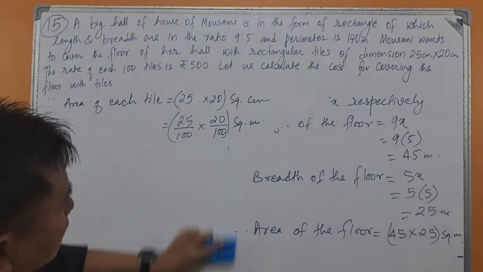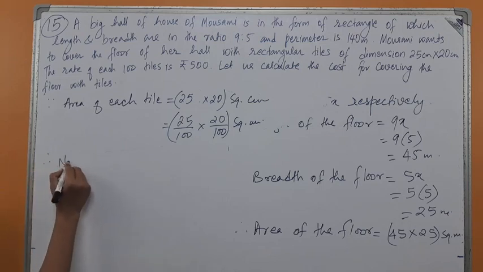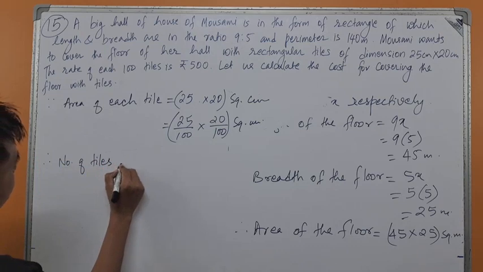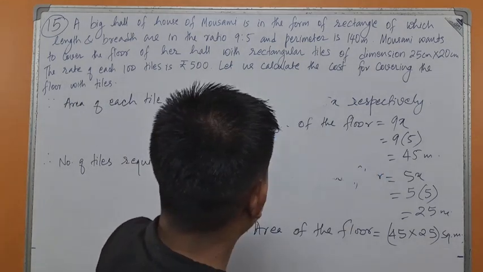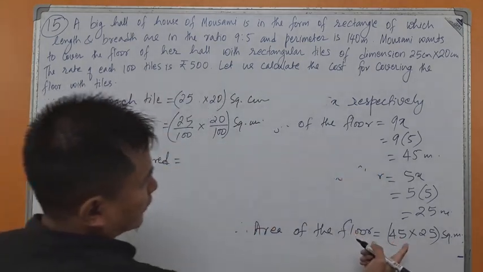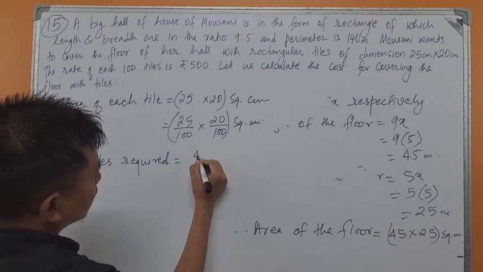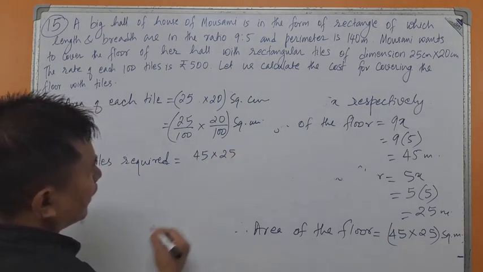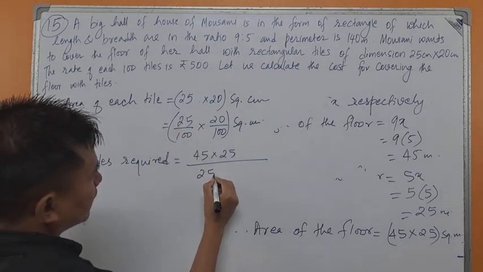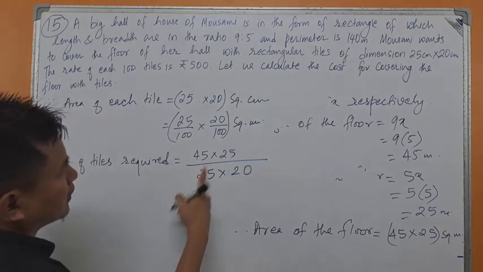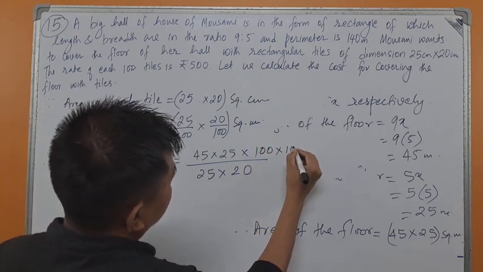Now, number of tiles required to cover the floor is given by dividing the area of the floor by area of each tile, isn't it? Area of the floor is 45 into 25 and area of each tile is 25 into 20 by 100 into 100. So 25 into 20, this 100 and 100 which we are going to write here will go to the numerator, isn't it? 100 into 100.